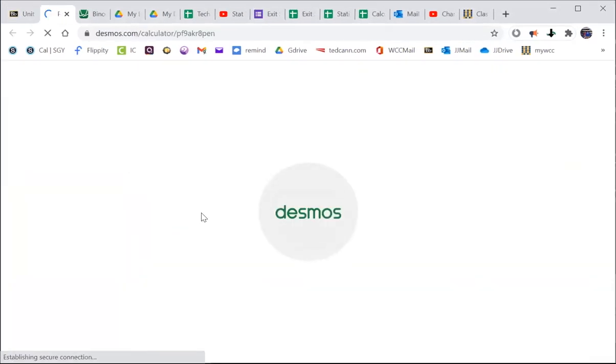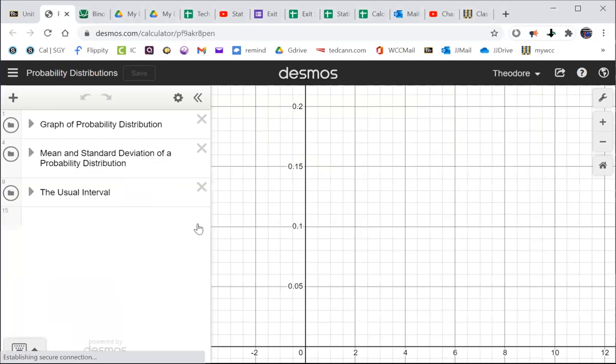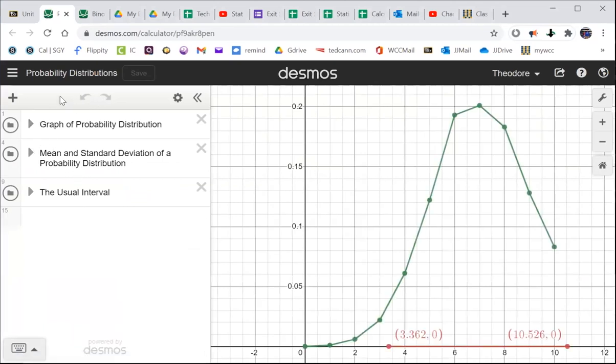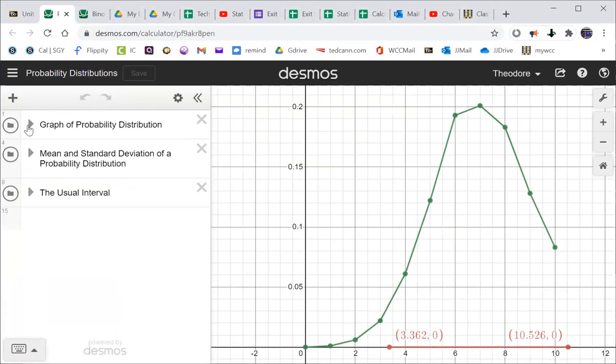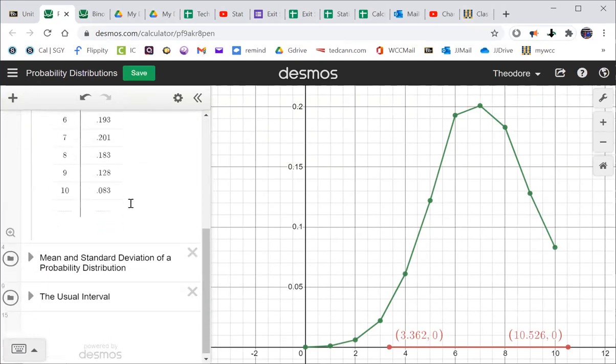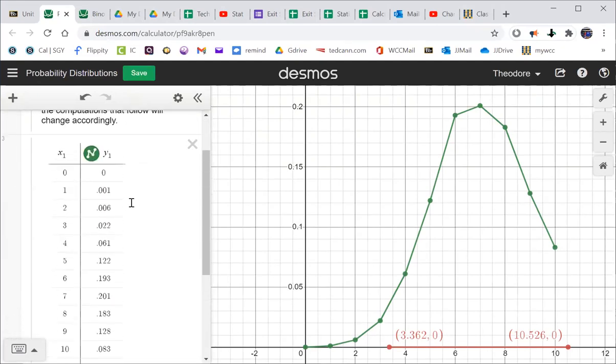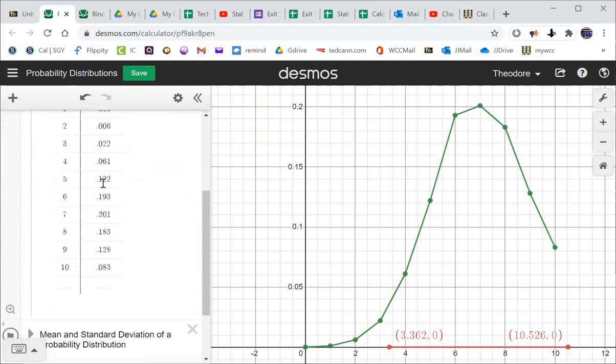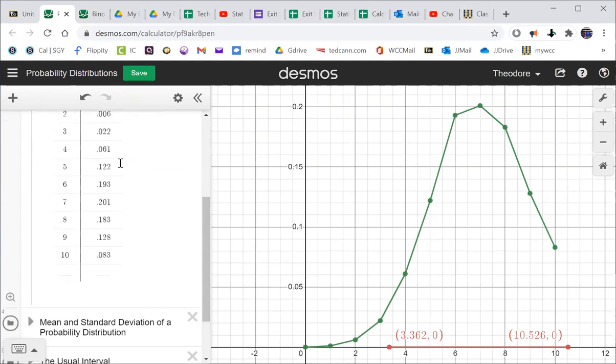And that's assuming that you didn't want to do all that stuff by hand. That's up to you. But if you open the calculator that I created, probability distribution, you have a few different options. One is the graph of the probability distribution. You see a table of values that's already in there by default. You'd have to change those numbers, which I can do in a sec.